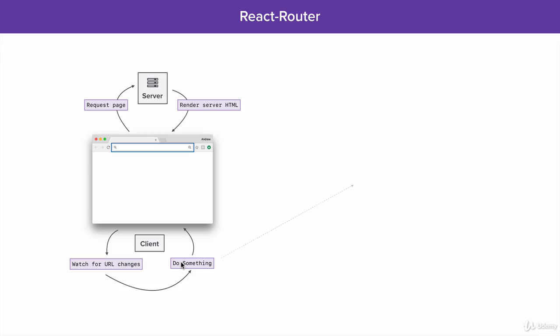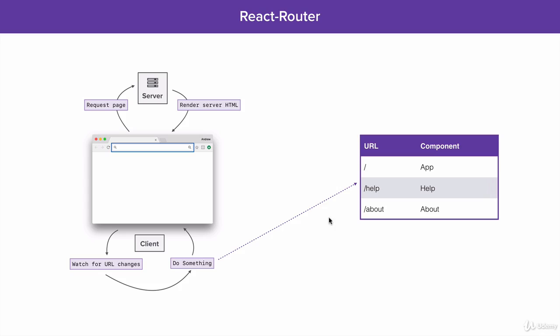That's not very descriptive. In reality, React Router or any other client-side routing solution, they're going to be going off to your configuration. So in our case with React Router, we're going to have a set of URLs and a set of components to render for those URLs. So for the root of the app, I might have an app component that renders. For /help, I might render the help component, and for about, I would render the about component.